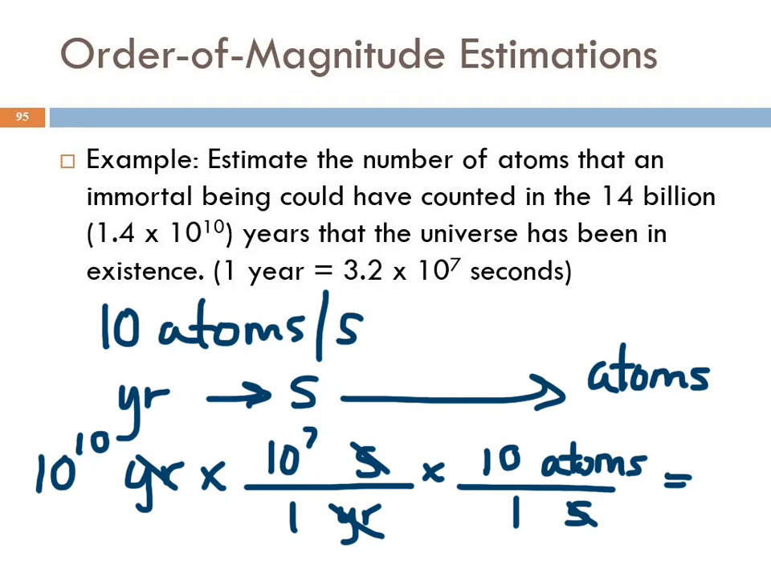Now we have 10 to the 10th times 10 to the 7th times 10. 10 is also the same as 10 to the first power. When you're multiplying powers of 10, you just add up the exponents. So 10 plus 7 plus 1, this is going to be 10 to the 18th. And that's the answer, atoms.